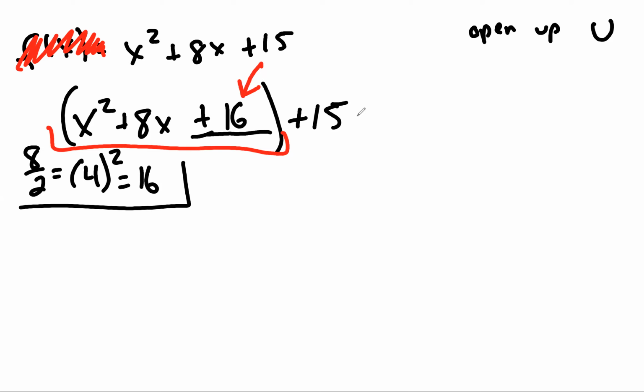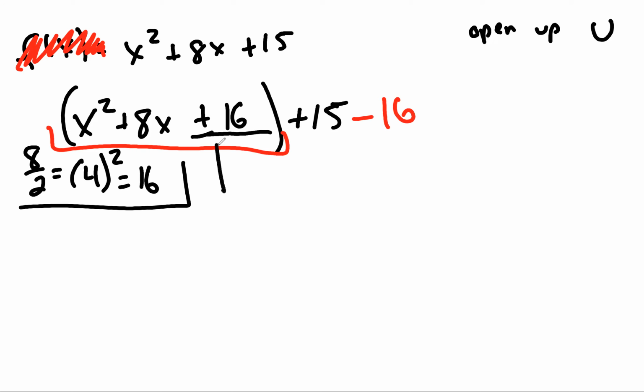And so what has to happen is I have to come outside of my parentheses and I have to put a negative 16 out here. And the reason why I'm doing that is because a positive 16 and a negative 16 would cancel each other out. And if that were to happen, this x squared and this 8x and this 15 is exactly what I started with. And so technically, even though it looks like I'm changing my problem, the value is still going to be the same. And so what happens is, in order for me to combat this positive 16 that I've put in, I also have to tack on a negative 16 on the other side of my parentheses.